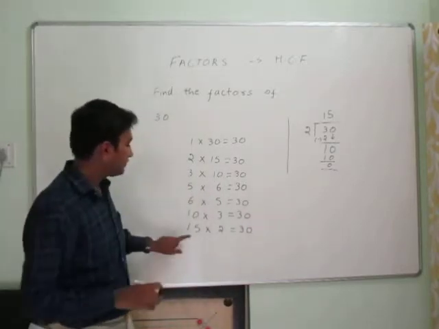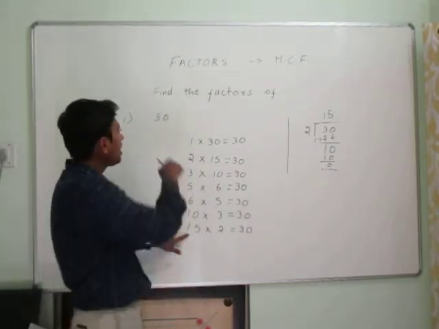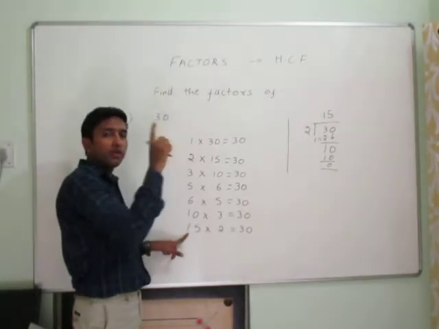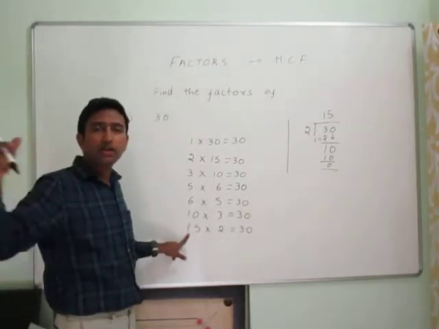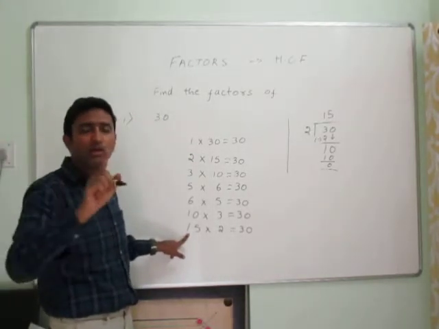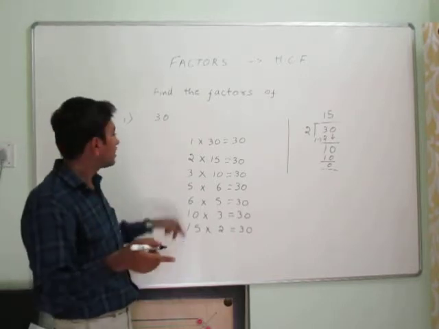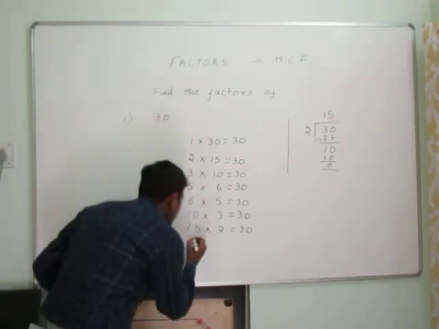Now after 15, 15 is half of 30. So I will not check 16, 17, 18, 19, 20, 21, 22 till 29. I will not check. It will not be divisible. Straight I will go to 30. 1 30 is 30.